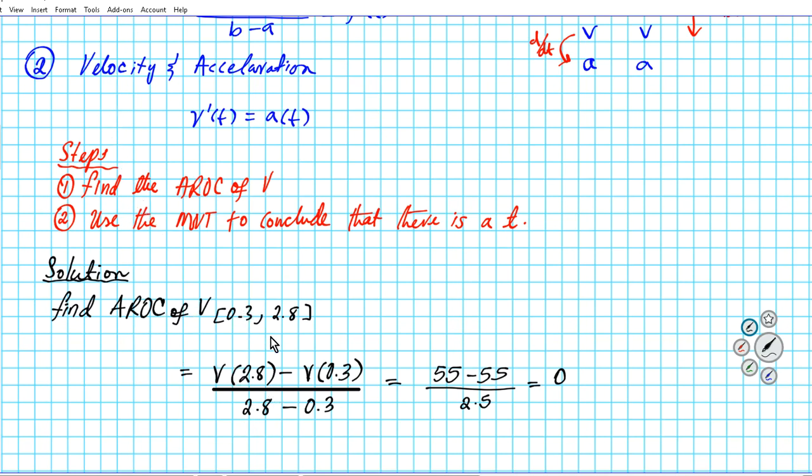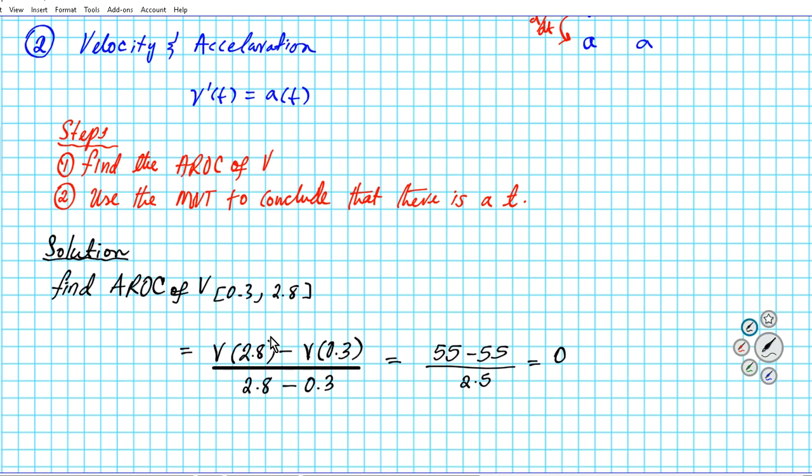So the average rate of change is 0. Then what do we know? There has to be a t in this open interval where the derivative of the velocity, or acceleration, is equal to 0. Alright, so step 1, we found the AROC, average rate of change, and now we're going to use the MVT to arrive at our desired conclusion.